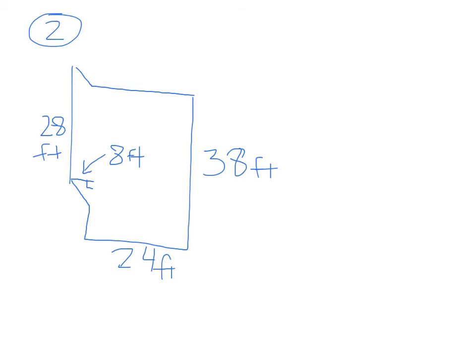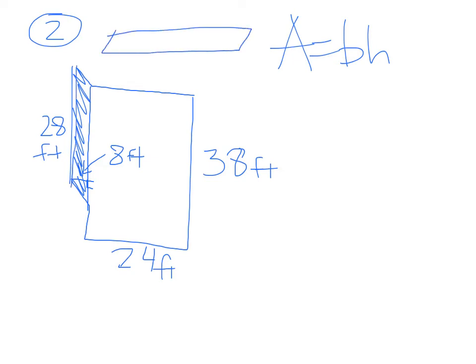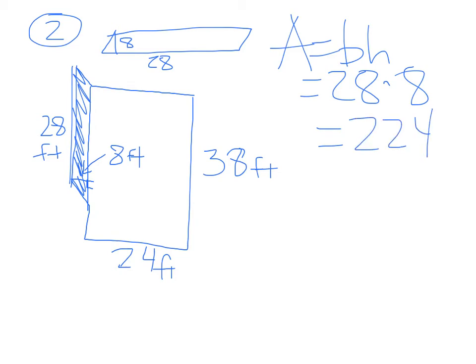Alright, so number 2 is a shape with a parallelogram and a rectangle. So if you were to split it like that, you'd have a parallelogram and a rectangle, and those are both pretty simple. Parallelogram, base times height. This is the parallelogram. It's all basically turned to the side, so if you wanted to look at it this way, you could. It would still be 8 by 28. And 8 times 28 is 224. Alright, so that's the parallelogram.